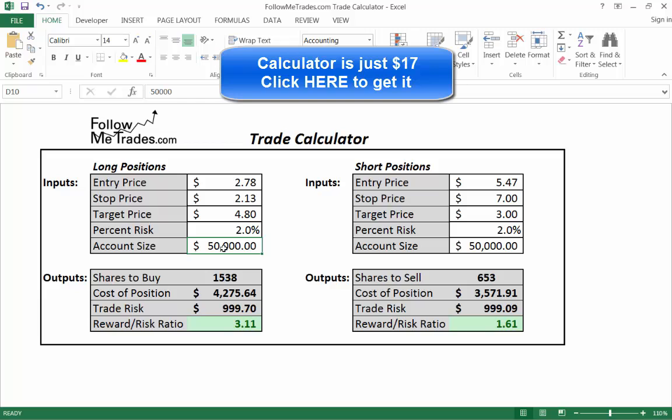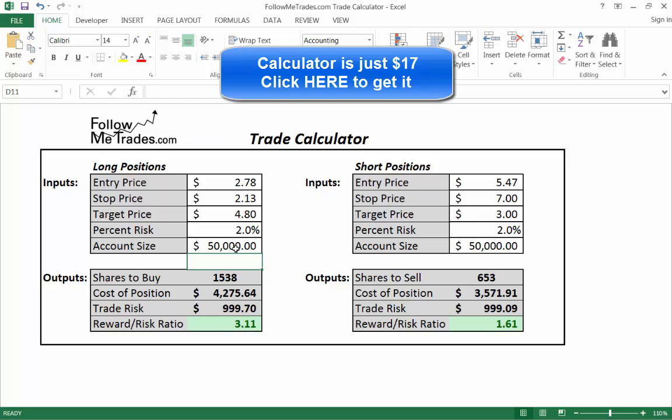And you can change this, whatever your account size is or more, right? Works on, oops, that's 10,000. So it works on any account size. I'm going to go back to 50. So what this is doing, I've got my entry price, my stop price, my target price, my risk percent level, and my account size.